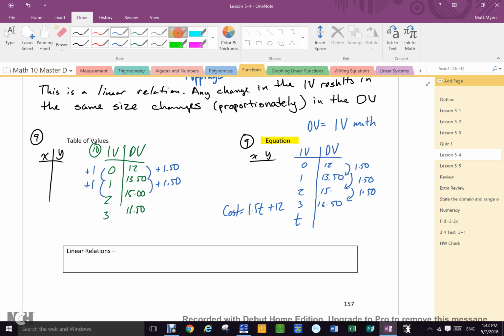Now you have the equation, which will then allow you to tell me how much a pizza will cost, no matter how many toppings I put on it. Let's say it's $19.91 and I want 20 toppings on my pizza. How much will this pizza cost me? $42. Right? Is everybody good?